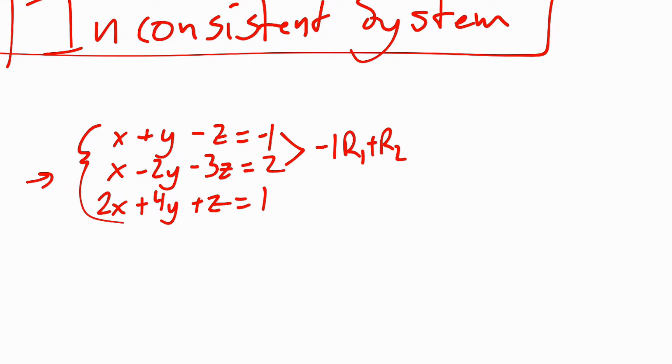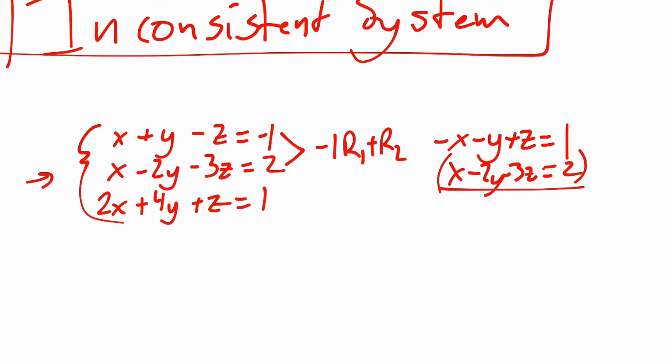So that's going to give us negative x minus y plus z equals positive 1. And we're going to add that to row 2, which was just x minus 2y minus 3z equals 2. So when we add these, sorry, not subtract, but when we add these together, the x's cancel out, which is nice. We have negative y plus negative 2y gives us negative 3y. And z plus negative 3z is going to give us negative 2z.